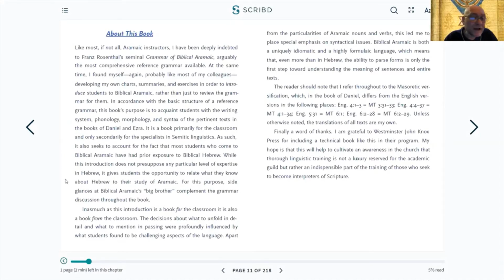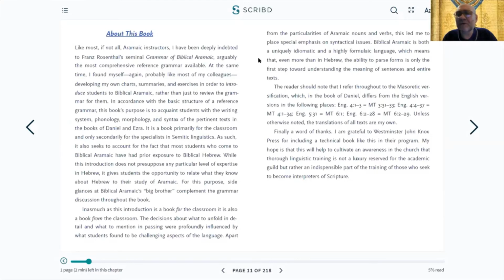For this purpose, side glances at Biblical Aramaic's big brother complement the grammar discussion throughout the book. Insomuch as this introduction is a book for the classroom, it is also a book from the classroom. The decisions about what to unfold in detail and what to mention in passing were profoundly influenced by what students found to be challenging aspects of the language. Apart from the particularities of the Aramaic noun and verbs, this led me to place special emphasis on syntactical issues.